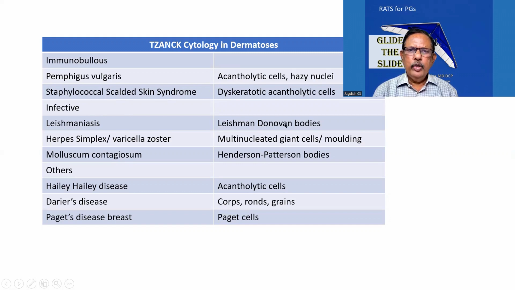You get Leishman-Donovan bodies. Herpes simplex or varicella zoster, you get multinucleated giant cells with molding. Molluscum contagiosum, Henderson-Patterson or molluscum bodies. Others, you can get Hailey-Hailey disease, acantholysis, Darier's disease, Cowden's, and Paget's disease of the breast, the Paget cells. In fact, any one of these can be given as a slide to us. That we shall visit at a later date.